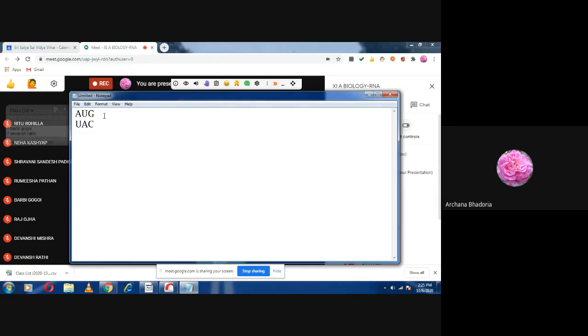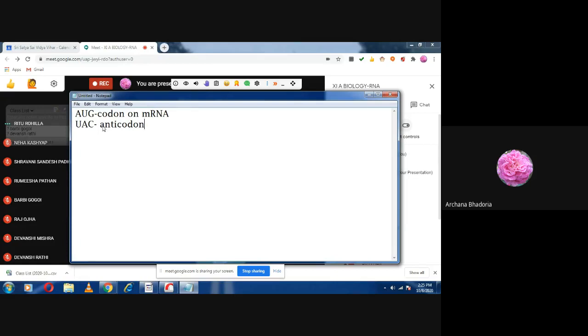Okay, and then you write: AUG is present where? It is the codon on mRNA. And what will be the anticodon? The one below is your anticodon. Is it clear to everyone, children, what I am explaining to you? Yes, ma'am. Got it?